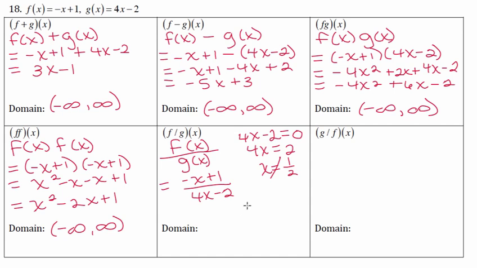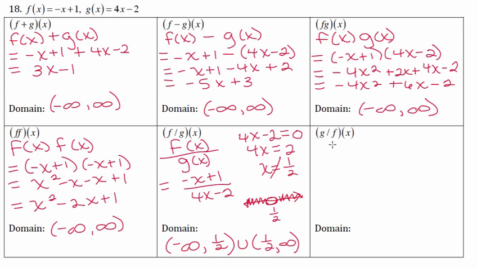So the domain of f divided by g of x is the overlap of f and g, which is all real numbers except for when x is a half. That's excluded from the domain. So all real numbers except the 1/2. And that is going to go from negative infinity up to a half, union with 1/2 to infinity.